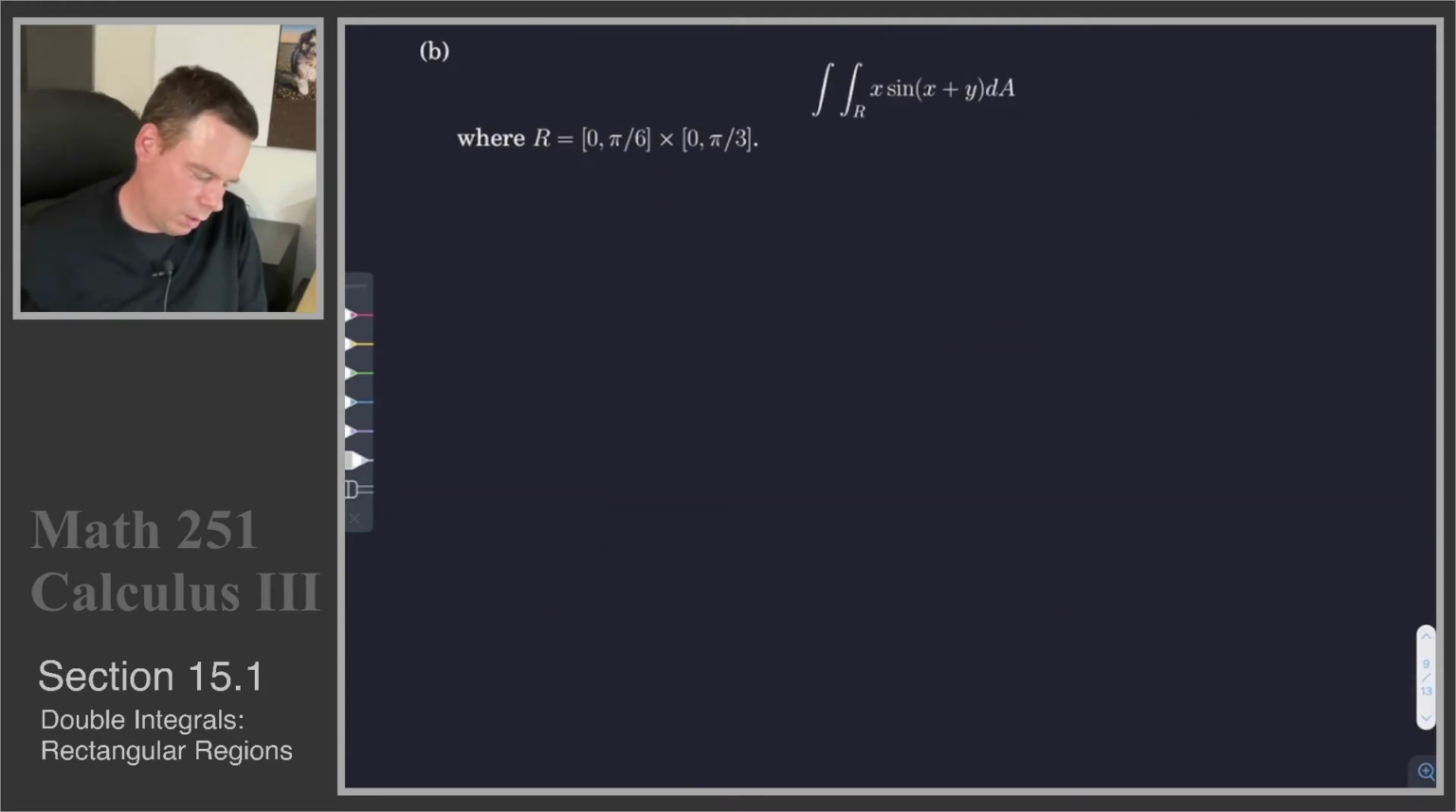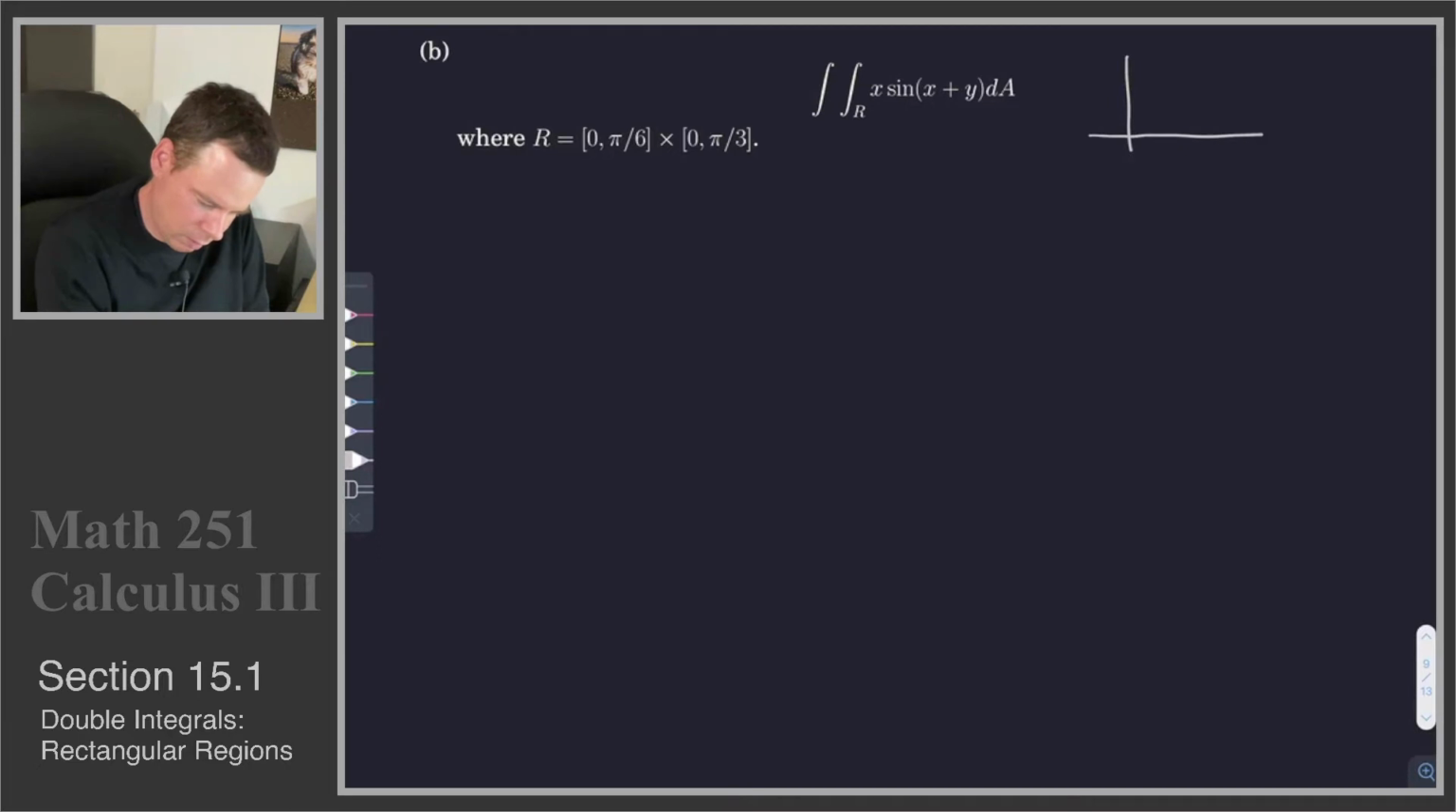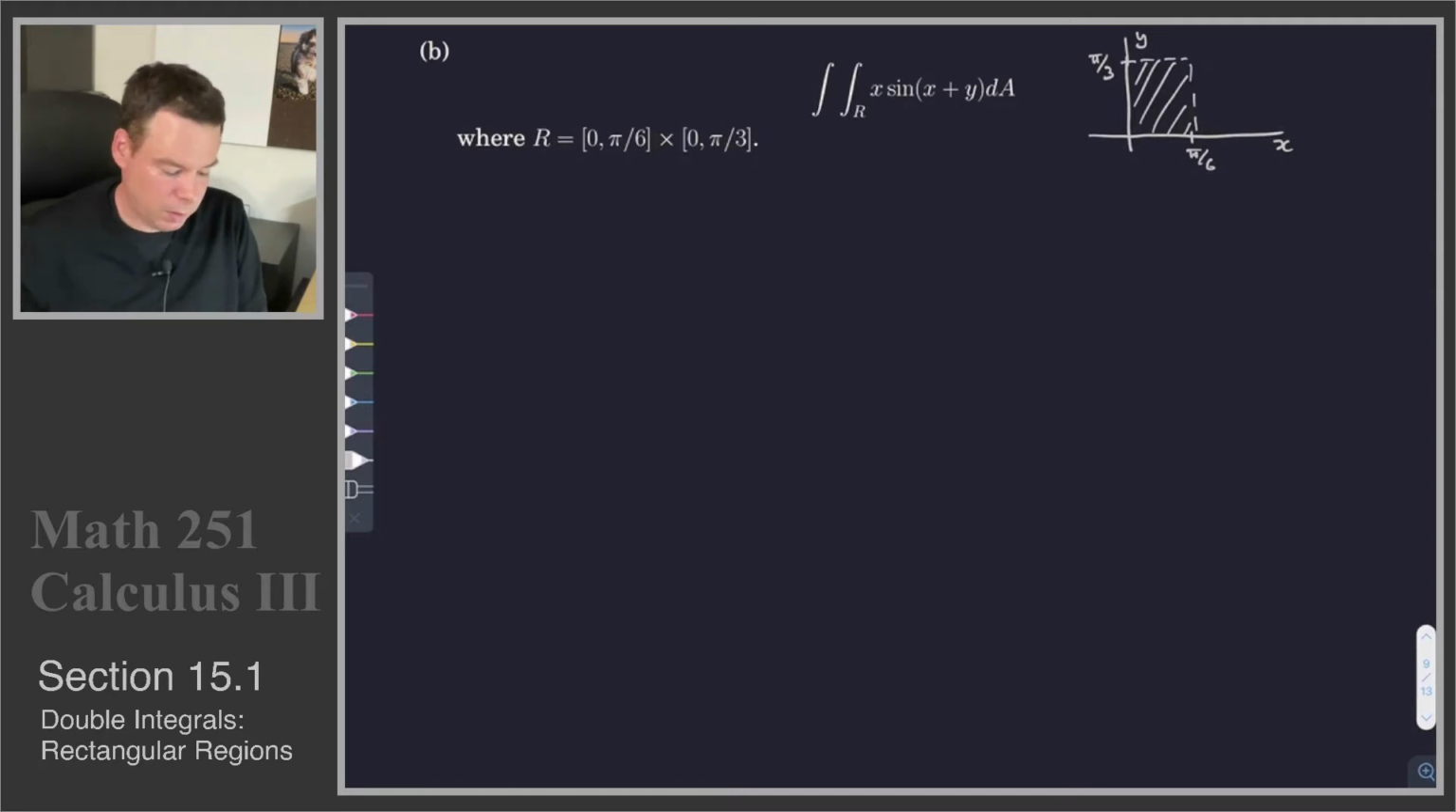So here we want to integrate x sine of (x plus y) over this region R, where x goes from 0 to pi/6, and y goes from 0 to pi/3. So we're over an interval 0 to pi/6 for x, and 0 to pi/3 for y. Okay, and it's not specified in the question which integral is first and which is second, so we're free to choose. So we'll do the integral with respect to x first.